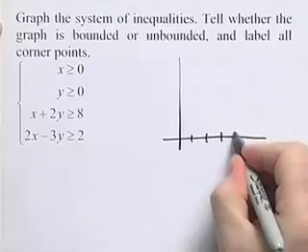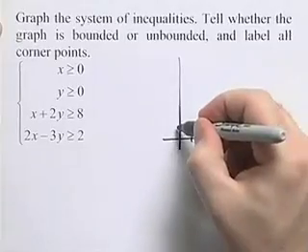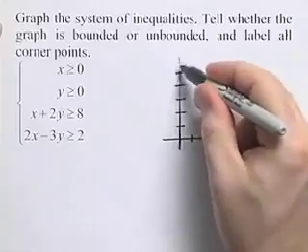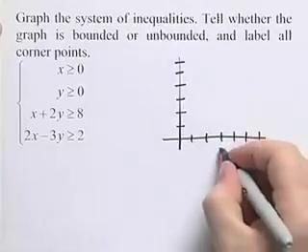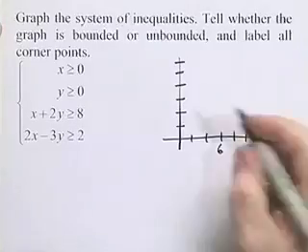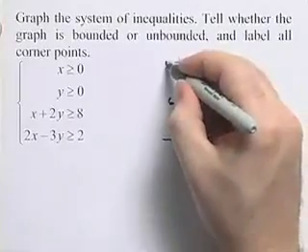1, 2, 3, 4, 5, 6. 1, 2, 3, 4, 5, 6. And we're going to use a scale of 2. So each tick mark represents 2. So here we'll have 6 and 12. And here we'll get 6 and 12.